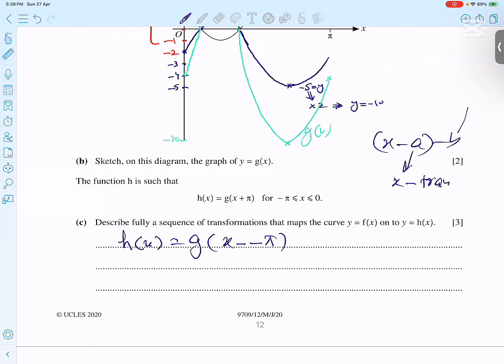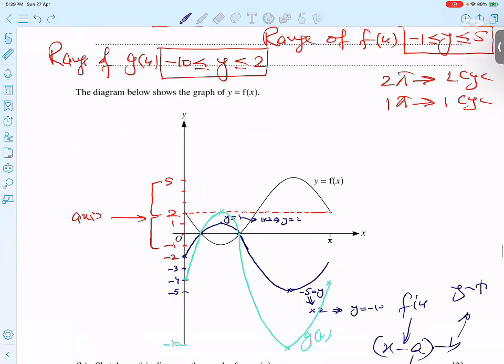And what is this translation? And this negative sign must be fixed. So I produce this negative, and negative gives us positive. That is why you can say: find a sequence of transformations which map F on H. What is F? F is this.